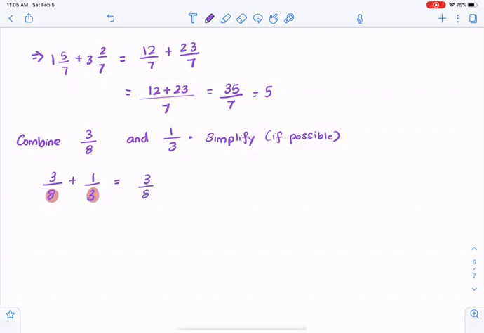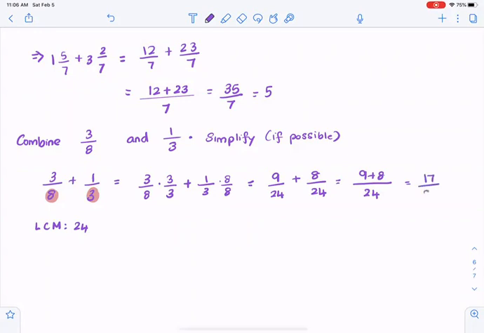So 3 over 8 and 3 over 8 times 3 over 3 are one and the same. I'm multiplying and dividing by 3 because I'll have the common denominator, 24. Why 24? 24 is the least common multiple. Multiply and divide by 8. I'll get 24 in the denominator. 3 times 3, 9 over 24. 1 times 8, 8 over 24. I now have a common denominator. So 24, add the numerators, 9 plus 8, 17 over 24.